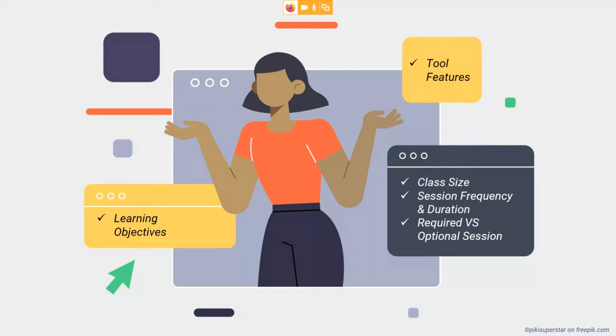As well as, you need to think about tool features and what features you need for your class. Let's say if your tool doesn't provide a polling feature or whiteboard feature and you really need it for the class, you may want to find an additional tool.